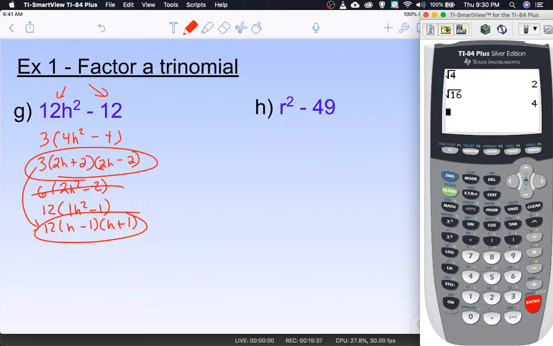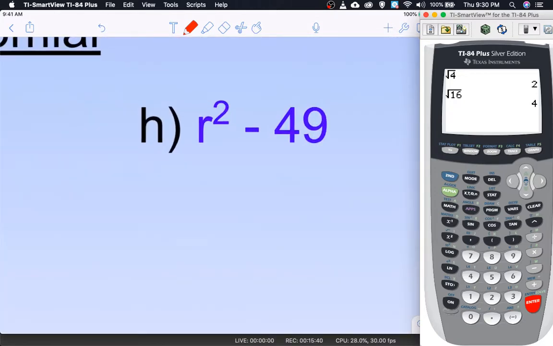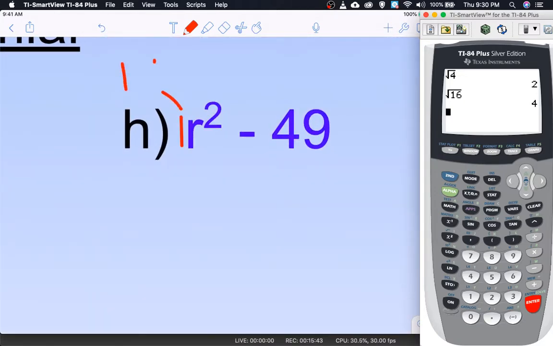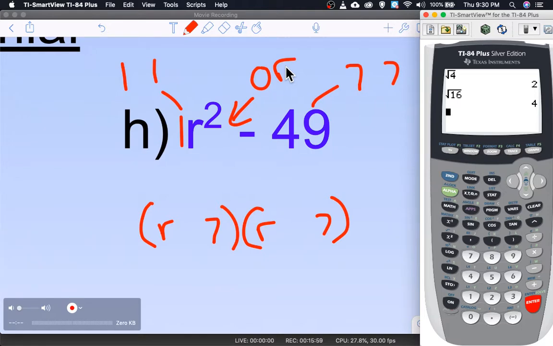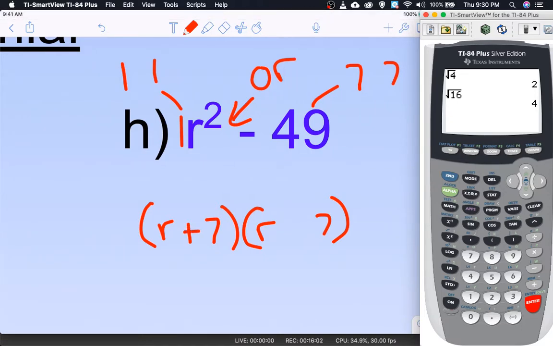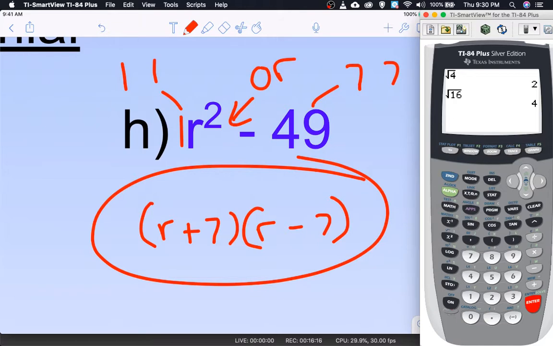Letter H was much easier though, because those are both perfect squares. That's a 1, which is 1 and 1. That's a 49, which is 7 times 7. So my factors are going to be r and 7, r and 7. To make my middle term cancel, since there are 0 r's in the middle, we'd have a plus 7 and a minus 7. So that a positive 7r and our negative 7r cancel. And we're done. So quick and easy once you get the hang of this.